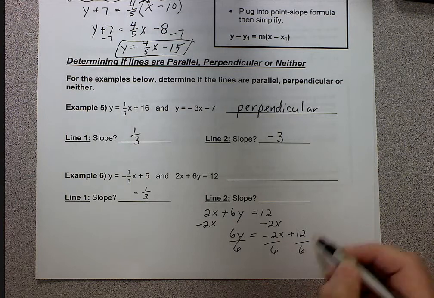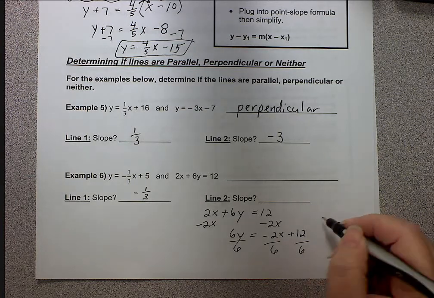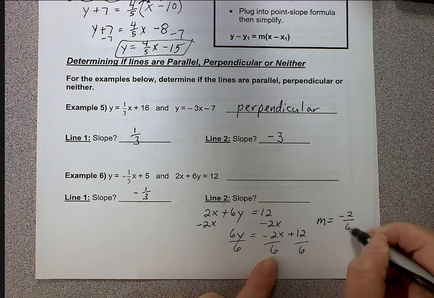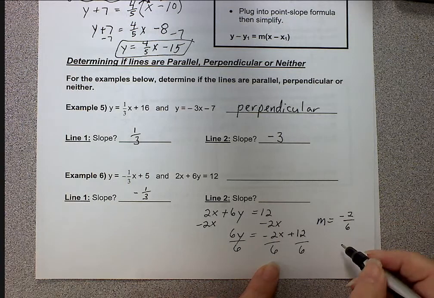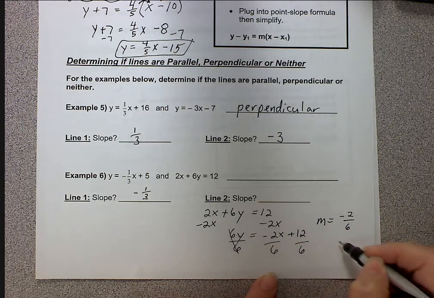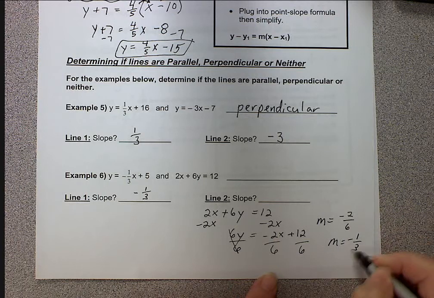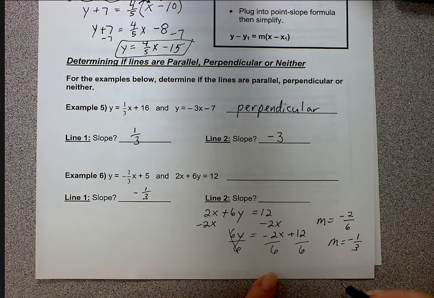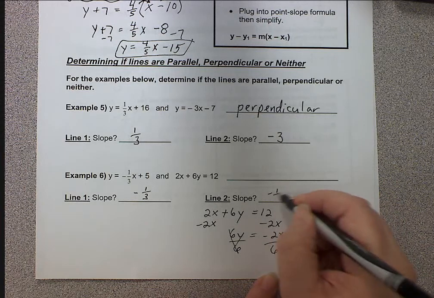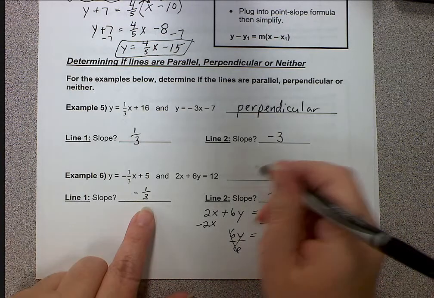So the slope of this one is -2/6, but I need to reduce this because this isn't reduced any. So we have the slope is -1/3. We have the same slope, so it's parallel.